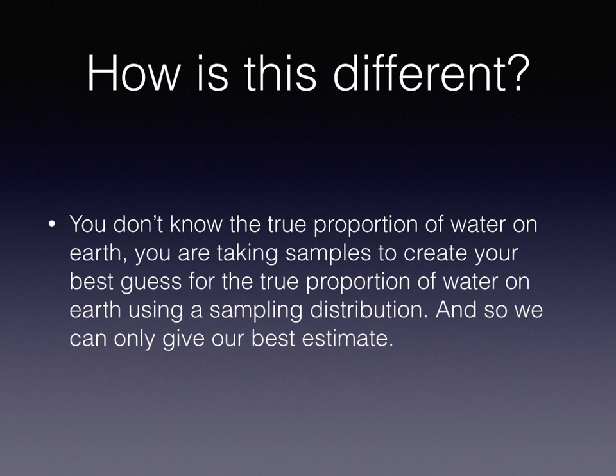So what we actually have here is an estimation. It is not the true proportion of water on Earth. It's just our best guess. This is our best estimate of how much water there could be on Earth. And so our proportion in this case is an estimate.